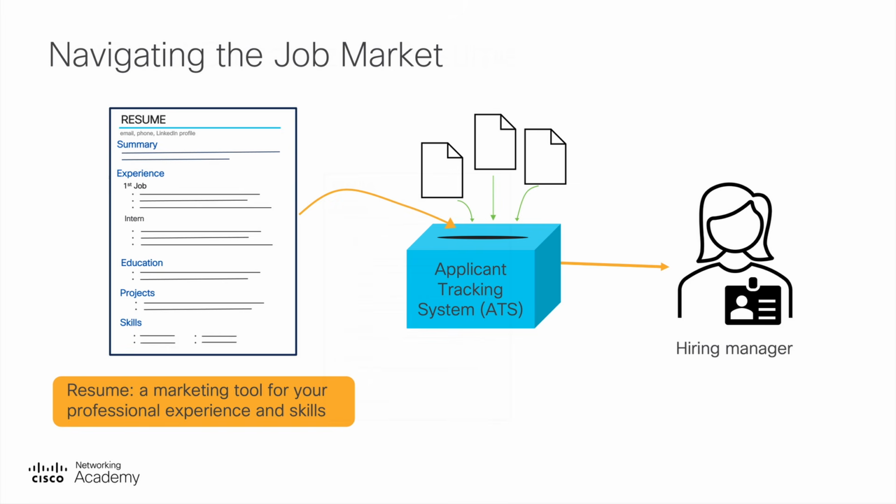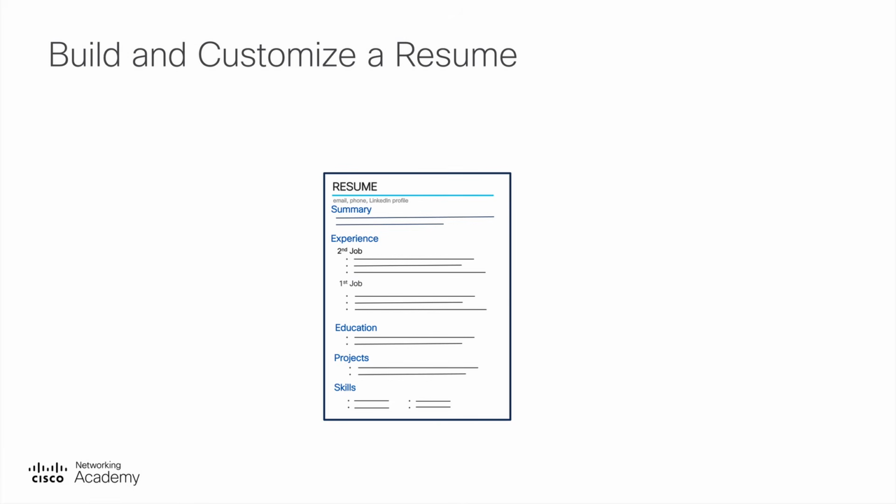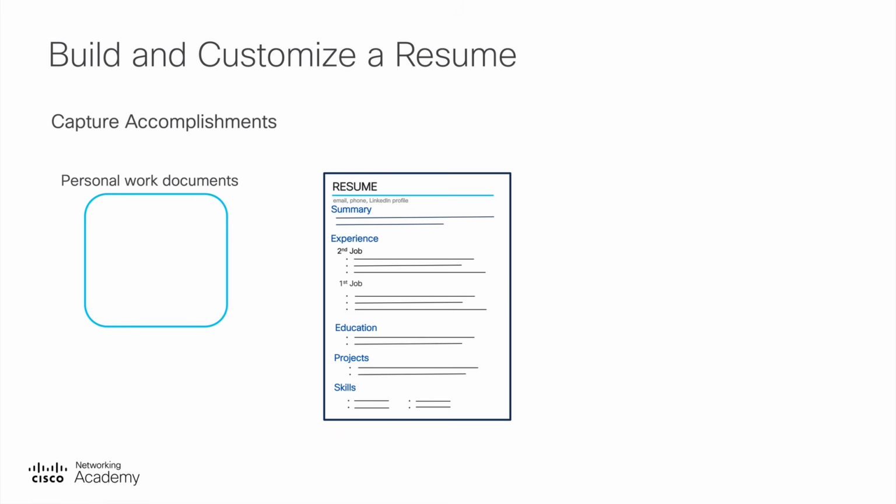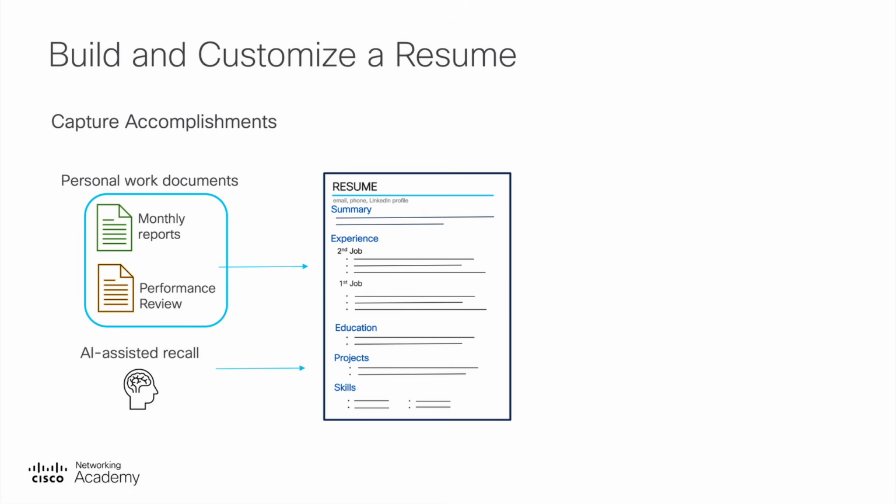In this course, we'll go over an example of how to use AI to help you build and customize a resume. In the first part of the course, we will walk through how to capture your accomplishments in a resume. In this phase, we will use personal work documents, for example, monthly progress reports or performance reviews, to create or update individual sections of a resume. In cases where you don't have source materials to work with, you can also ask the LLM to help you recall your specific contributions to projects that are relevant for the resume.